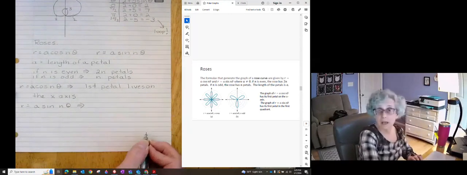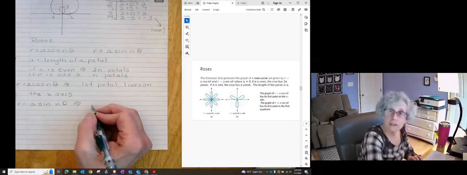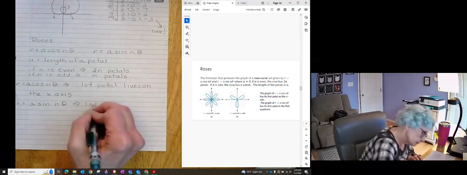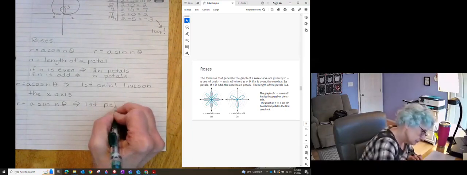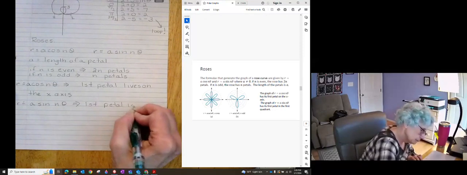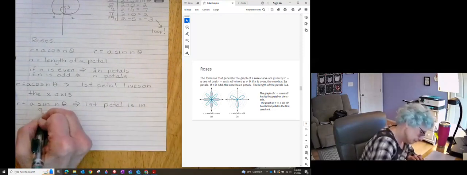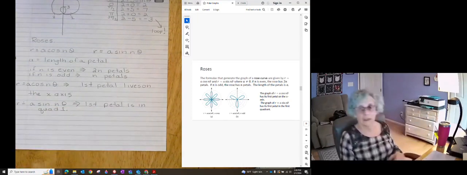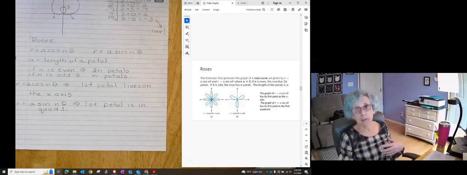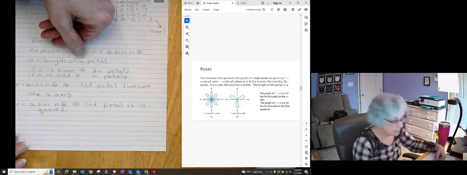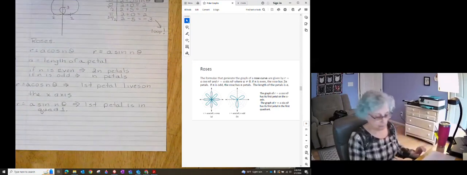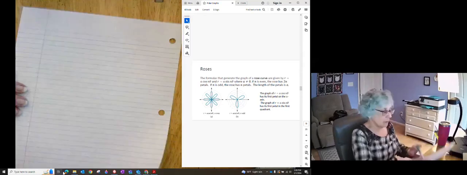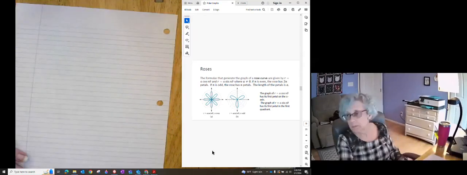If you have sine, then your first petal lives in the first quadrant. Now, unfortunately, graphing them isn't as easy as the big 4. It depends upon the number of petals you have. So, I'm just going to jump into an example to show you how I do it.